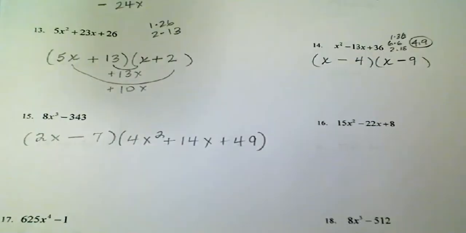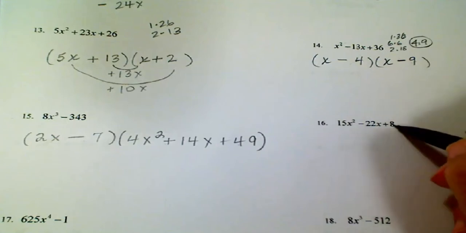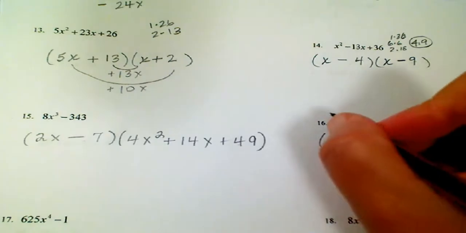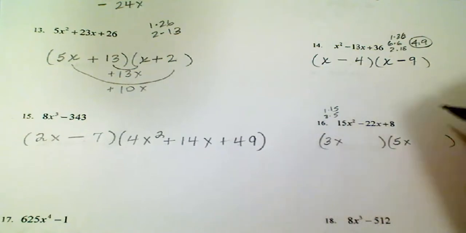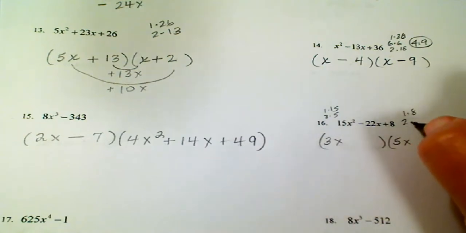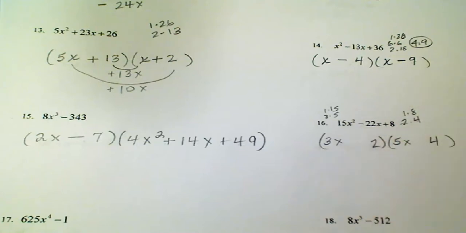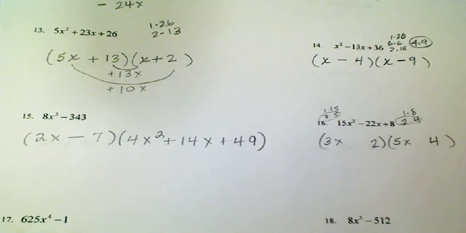Okay, number 16. Is there a GCF? No, there is not. And this is a type 2 trinomial. So for 15, I could either use 1 and 15 or 3 and 5. I think I'm going to go with the 3 and the 5. Try that first. And then 1 and 8 or 2 and 4. I think I'll go with the 2 and the 4. Purely trial and error. Okay. So I'd always go with the middle-ish numbers is what I call them. The ones that tend to be closer together.